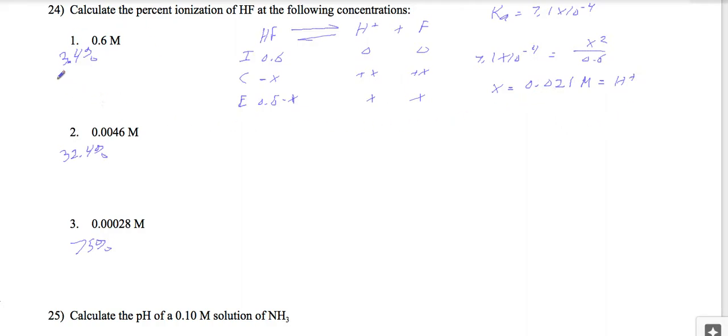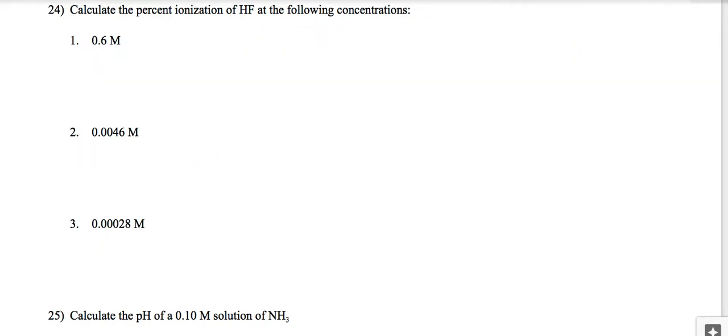So for the percent ionization, we're going to take this value, 0.021, that is the concentration of the hydrogen ions, and divide it by the initial, which is the hydrogen fluoride. And so that's how you solve for how much of it ionizes. What you get divided by what you started with, 3.4%. You do the same process for the other two, only in this case, you can't use the approximation. You have to use the solver or the quadratic.